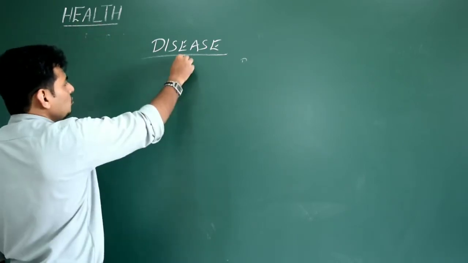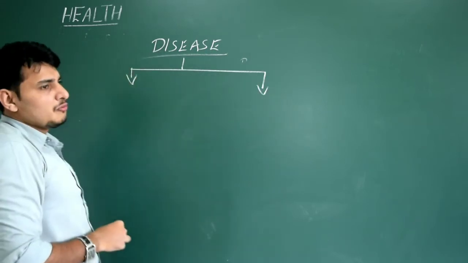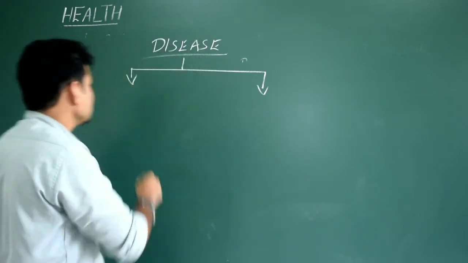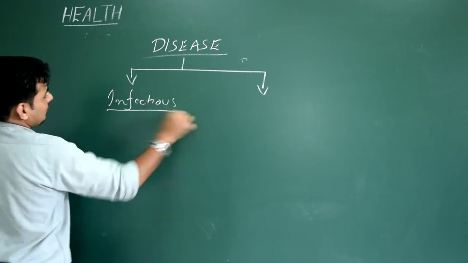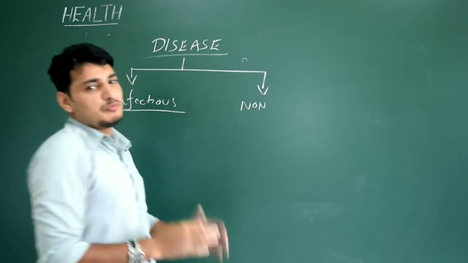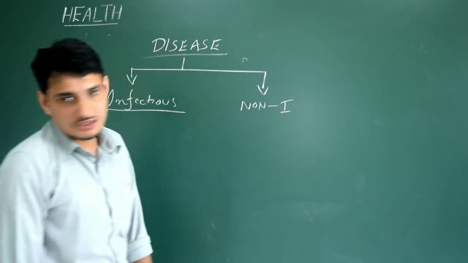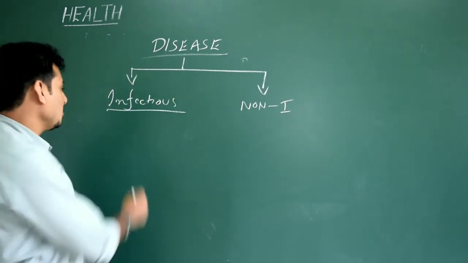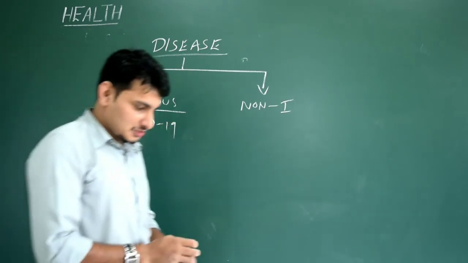There are two types of disease. If the disease is transmissible, if it gets transmitted from one person to another person, then it is called infectious. If it doesn't transmit from person to person, then it is called non-infectious. Just note this point. Some examples for infectious disease, we all know that: COVID-19, which is a pandemic.